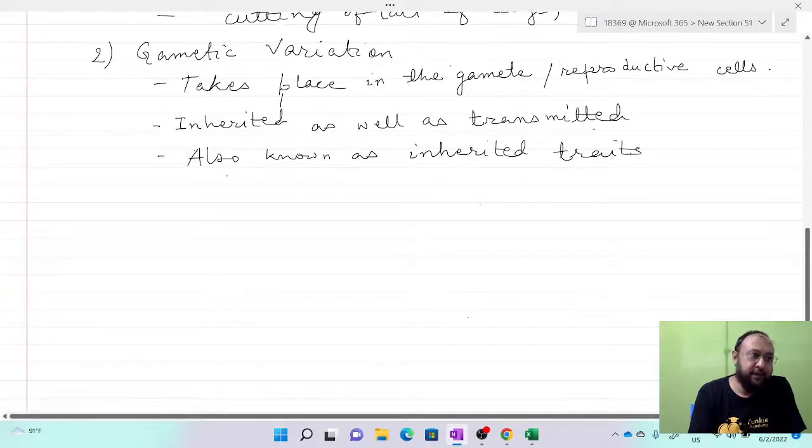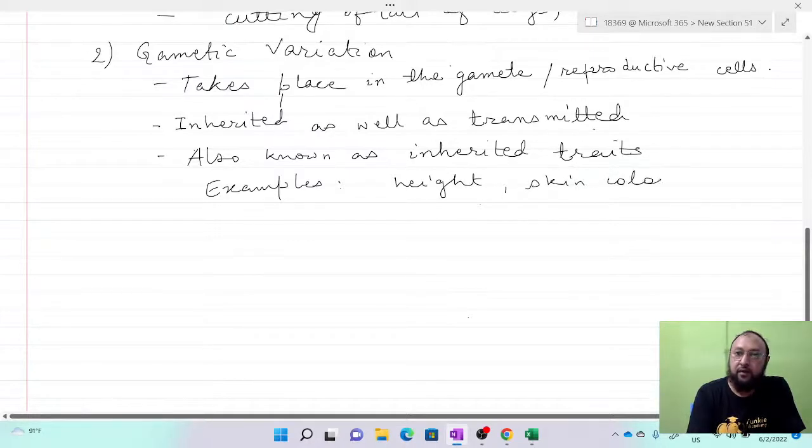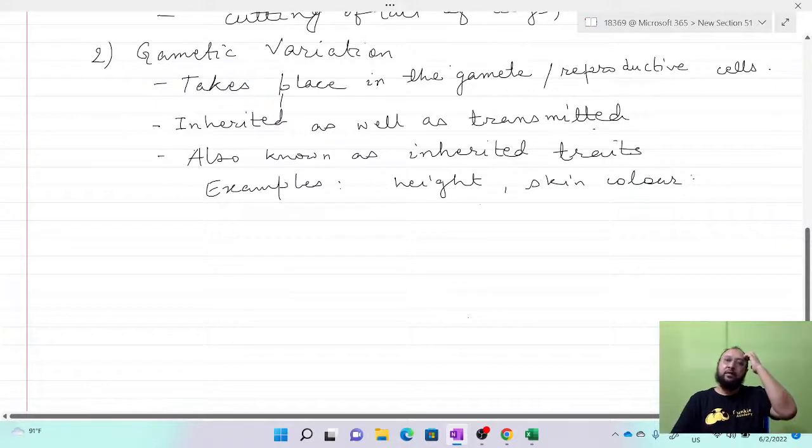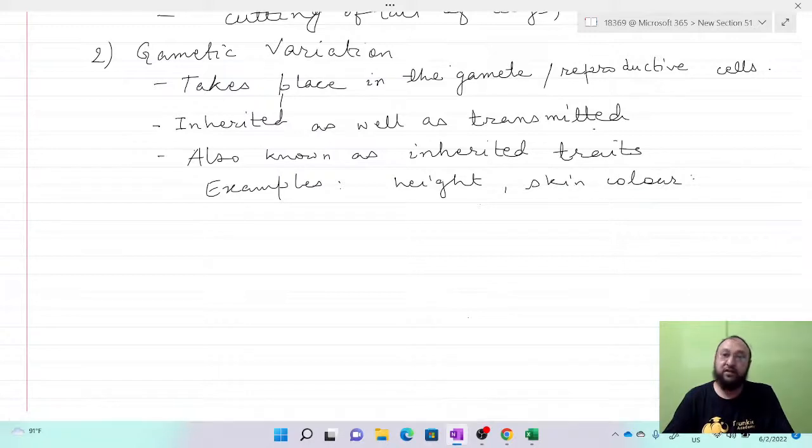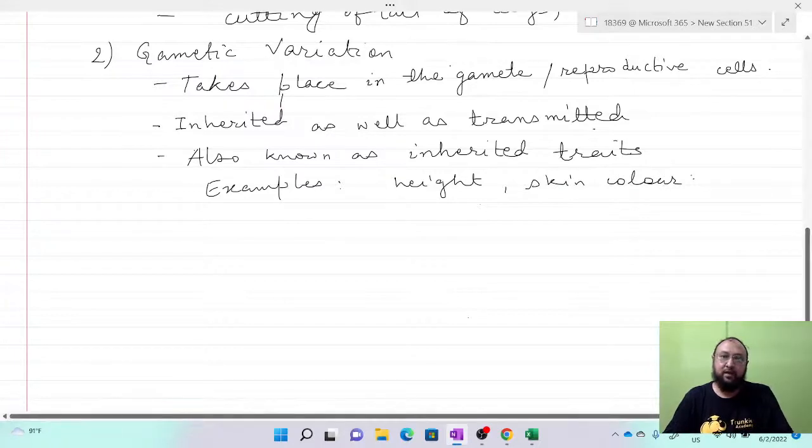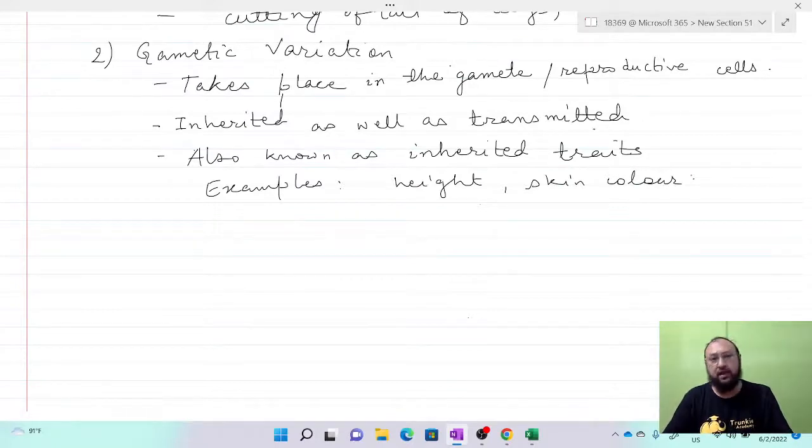Okay, and examples are height, skin color. So height of the person, color of the skin, or I mean the skin tone, and other features like curly hair or straight hair, all these different features, the traits that may be inherited, and that is the variation in the gametes. Okay, that's the gametic variation.